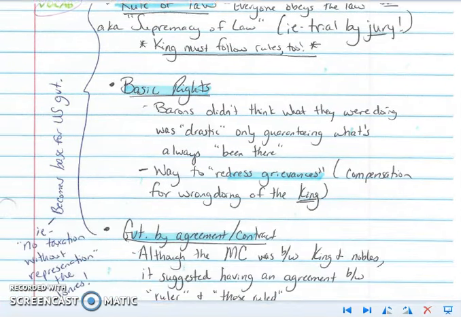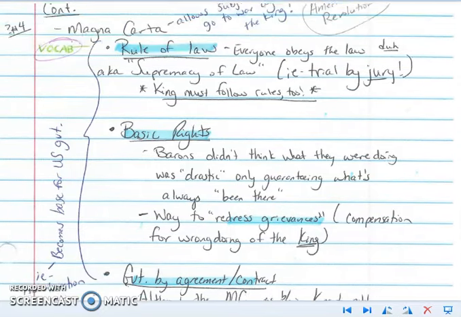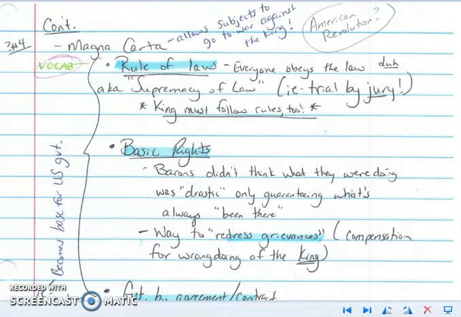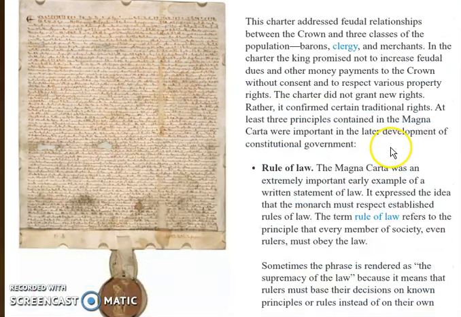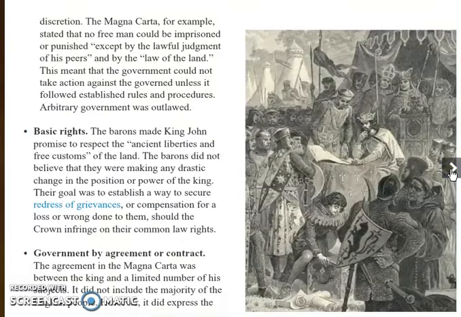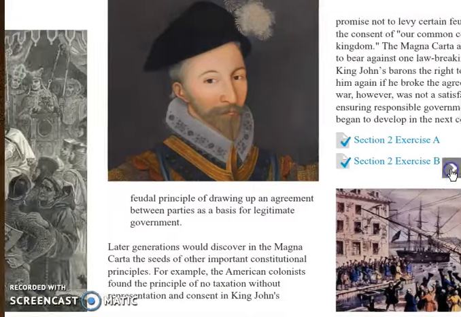So I've got all of these things here kind of structured where you have the Magna Carta and those three basic principles of the Magna Carta, just like the textbook had noted on one of the pages about the three most important principles. And so from those 2 pages again, it talks about, like we just pointed out, 3 principles contained in the Magna Carta were important for the later development of constitutional government: the rule of law, basic rights, and government by agreement or contract.